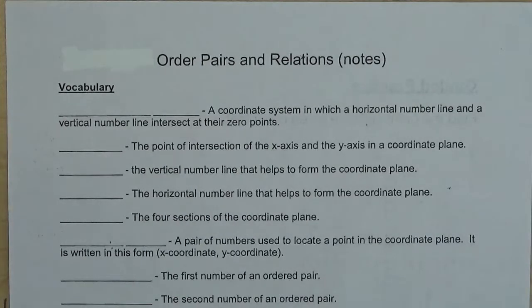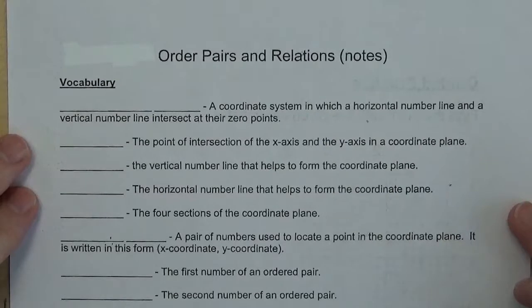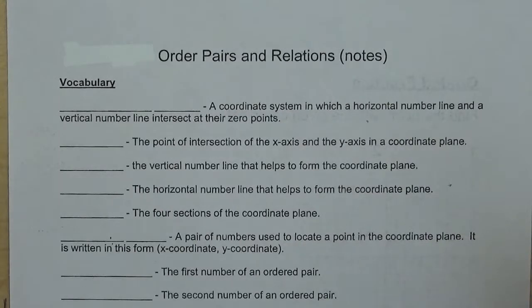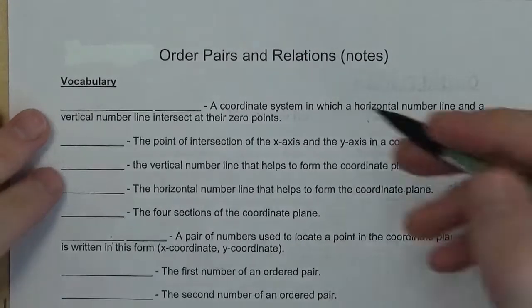All right, we got a lesson today called Ordered Pairs and Relations. Let's jump right into the vocabulary here because this is where we're going to really understand what's going on with today's lesson. First vocabulary term says a coordinate system in which a horizontal number line and a vertical number line intersect at their 0 points. This is a coordinate plane.